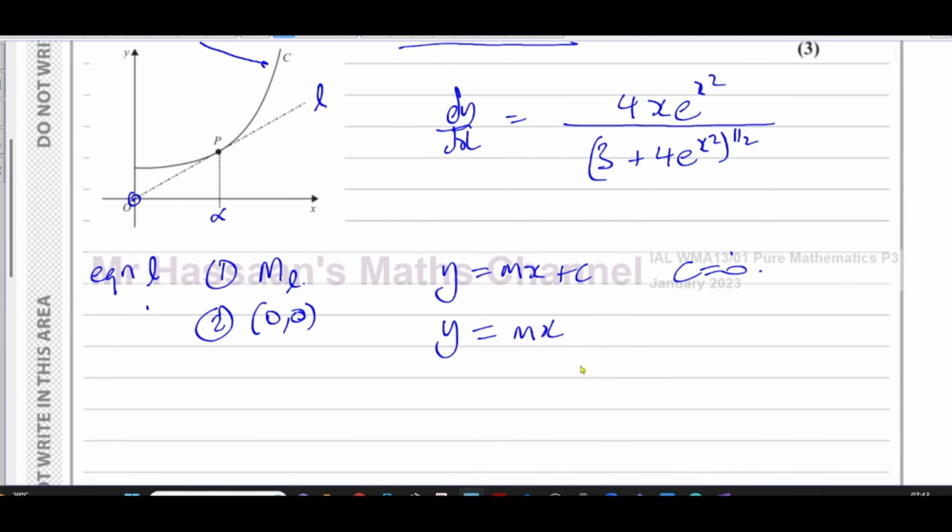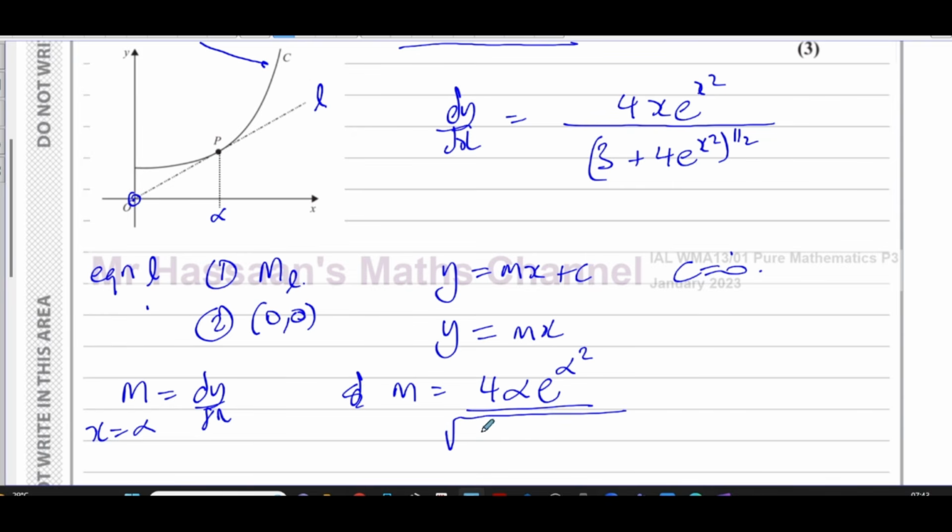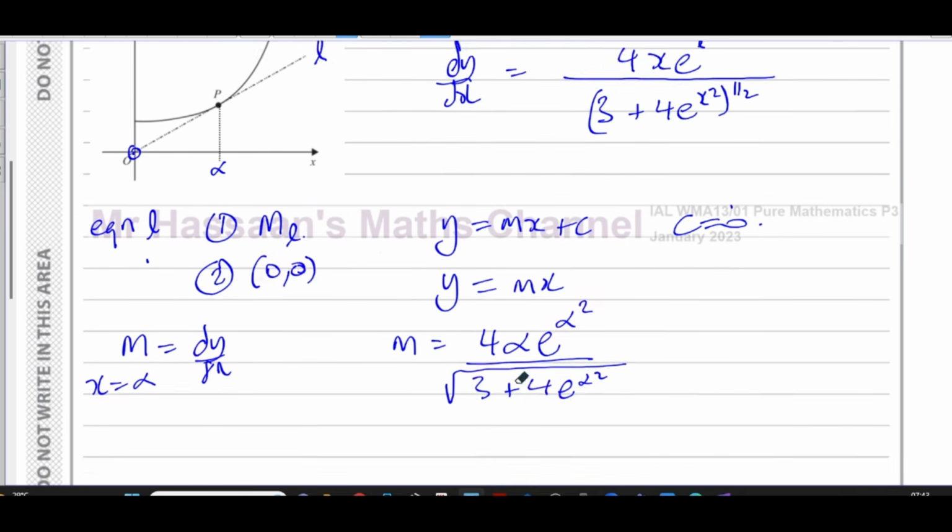So we need the gradient of this line. Now, the gradient is going to be dy/dx when x equals alpha. So the gradient is equal to dy/dx when x equals alpha. So when x equals alpha, you're going to have 4 times alpha e to the power of alpha squared over the square root of 3 plus 4 times e to the power of alpha squared. I'll just write the power of half as a square root. Okay, so that is the gradient of this straight line when x equals alpha.